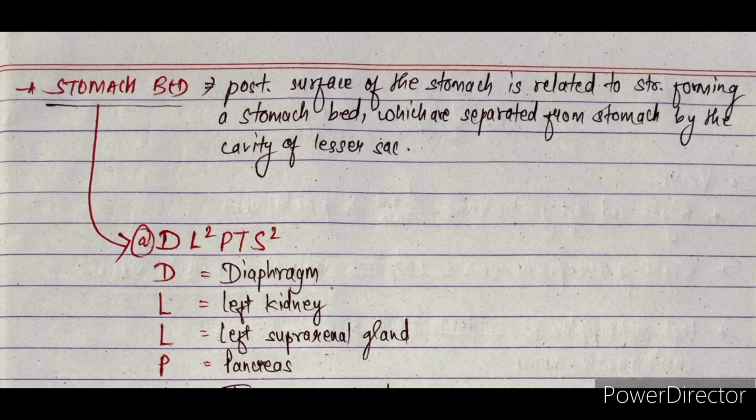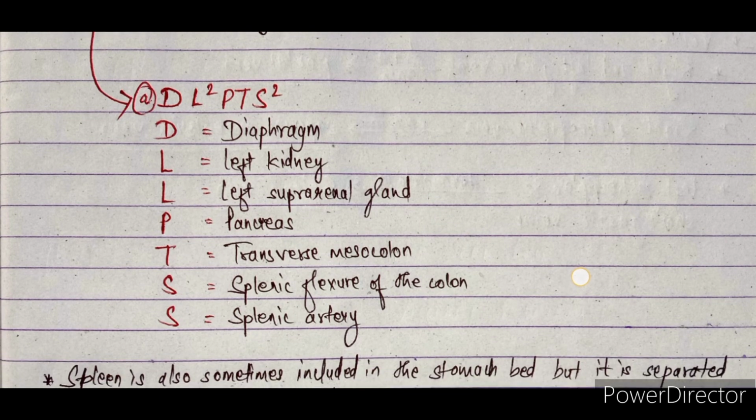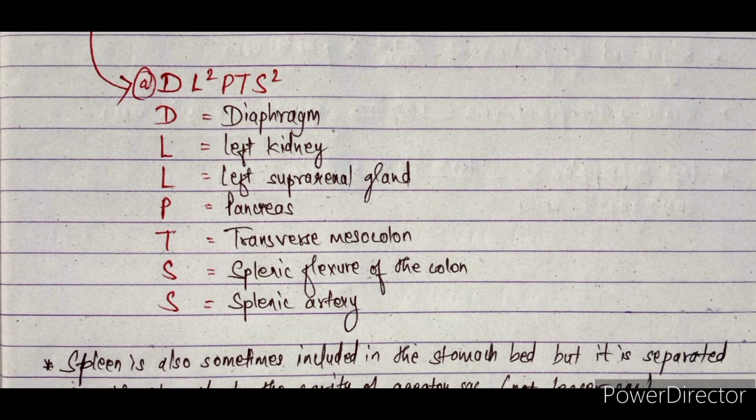Let's talk about stomach bed. It is the posterior surface of the stomach which is related to the structures forming a stomach bed, which are separated from stomach by the cavity of lesser sac. So I have made one mnemonic which is easy for myself. No need to copy this mnemonic, so you can make any kind of mnemonic which is best for you.